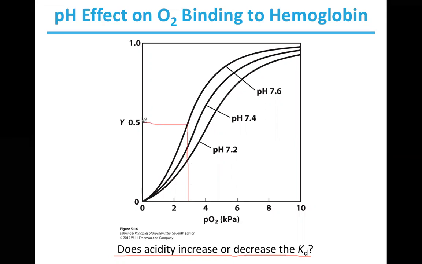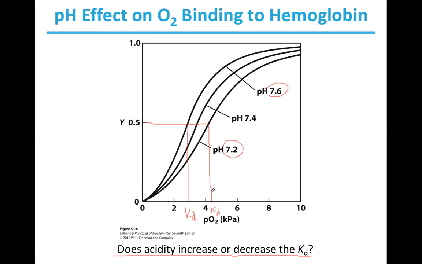So this will be at high pH, lower acidity, right? Now at high acidity, Kd will be this. So does the acidity increase or decrease Kd then? Increase. Increased, correct. So this will be Kd with low acidity. This will be Kd with high acidity, right? 7.2 high acidity, 7.6 low acidity.